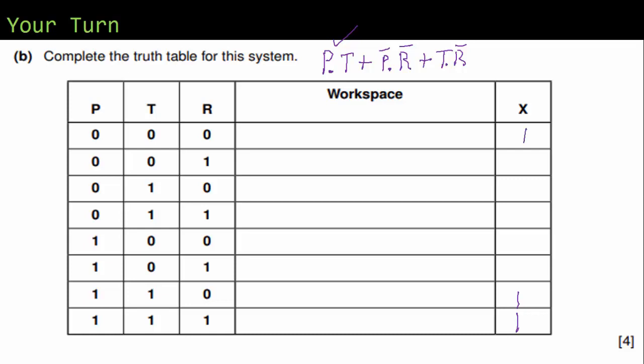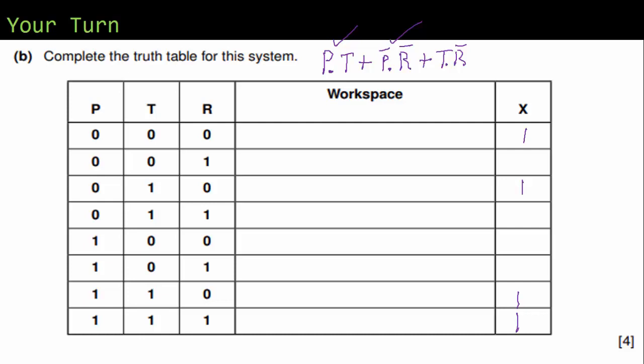Does not work in the second one. Does work in the third one. We have P is 0, R is 0, so that one will work. Will not work in the fourth one, will not work in the fifth one. It doesn't work anymore. So that takes care of not P and not R. The last one we're left with is where T is 1 and R is 0. So here T is 1, R is 0. I already have a 1 there, that's fine. Here T is 1, that doesn't work. Here T is 1, R is 0. We already have a 1 there, so that's going to be it for that.